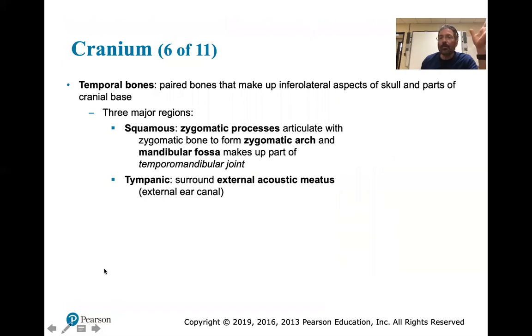So the temporal, remember I said temporal means time. So start thinking about that with me. Paired bones that make up inferior, lateral. So what does that word mean? Inferior means lower, lateral means side. Aspects of the skull and parts of the cranial base.